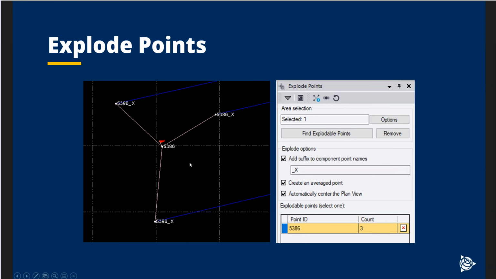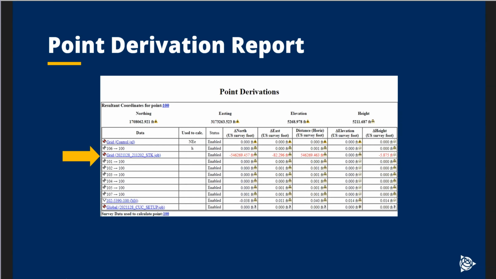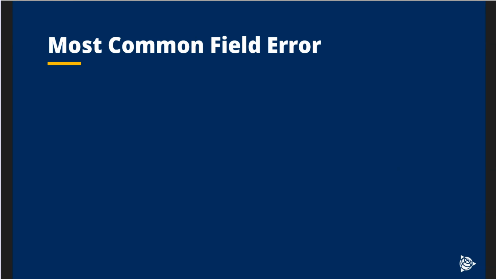Maybe you accidentally merged something you didn't want to merge, right? So that's how the merge points and all that work. We looked at the point derivation report. That's really the tool I like to use for my blunder sniffing, to go through and try to steer me in the correct area. Now let's talk about the most common field errors.